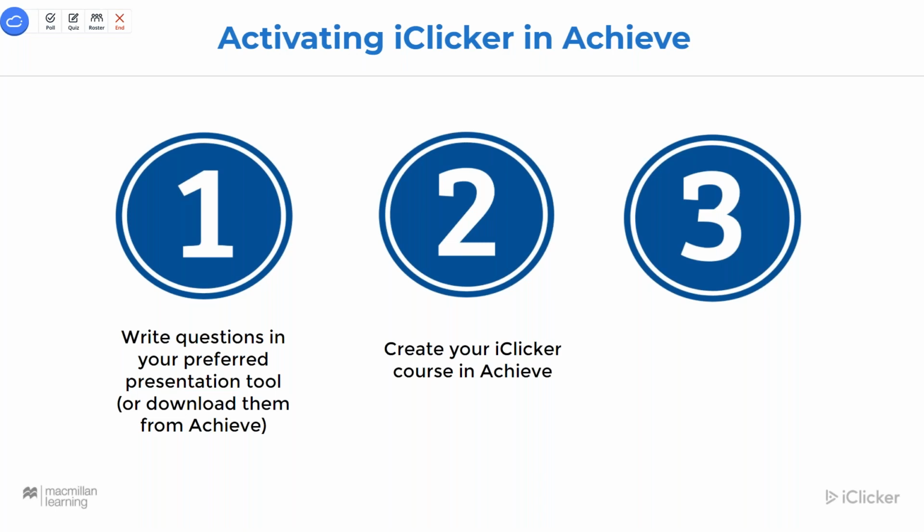The next thing that you need to do is create your iClicker course in Achieve, which is a very simple process. All you need to do is log into Achieve, click on your course, click on the gradebook, and you'll see an iClicker button there. Click that iClicker button and just follow the prompts, and you will have your course created in Achieve. It's a very fast process.